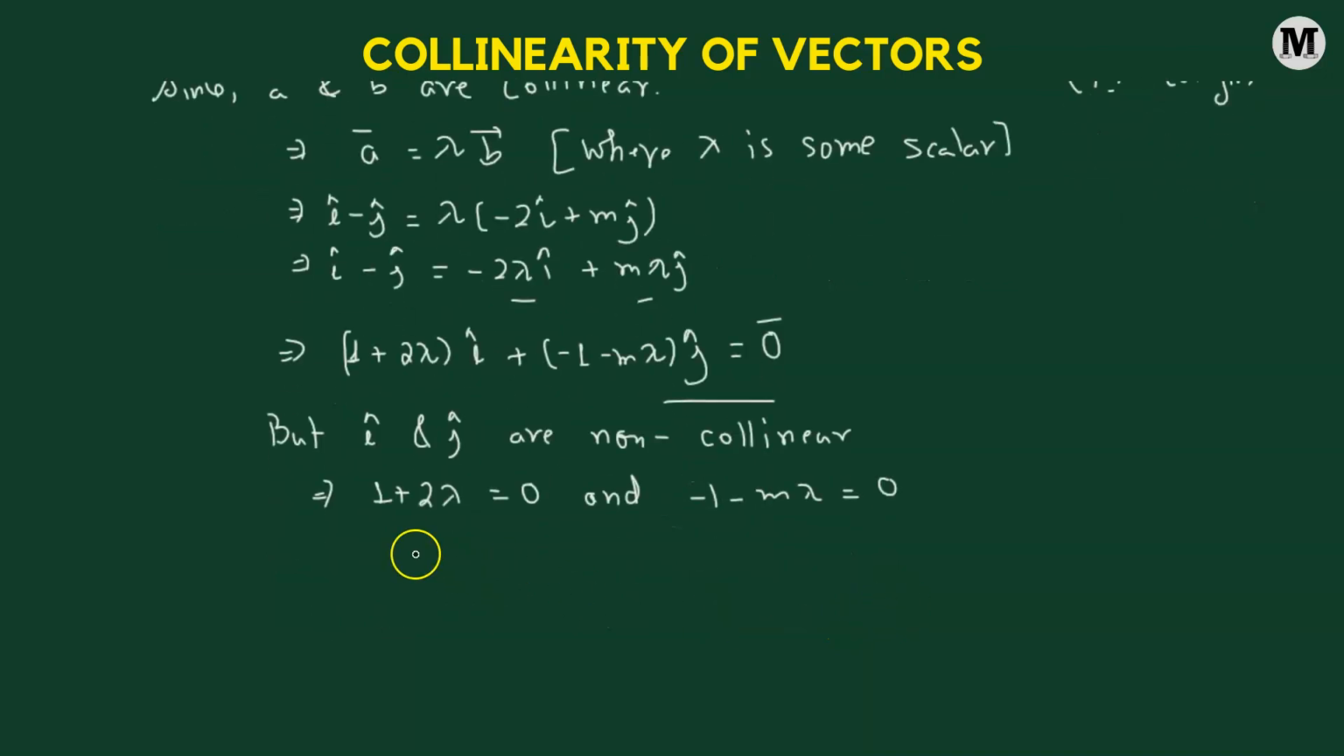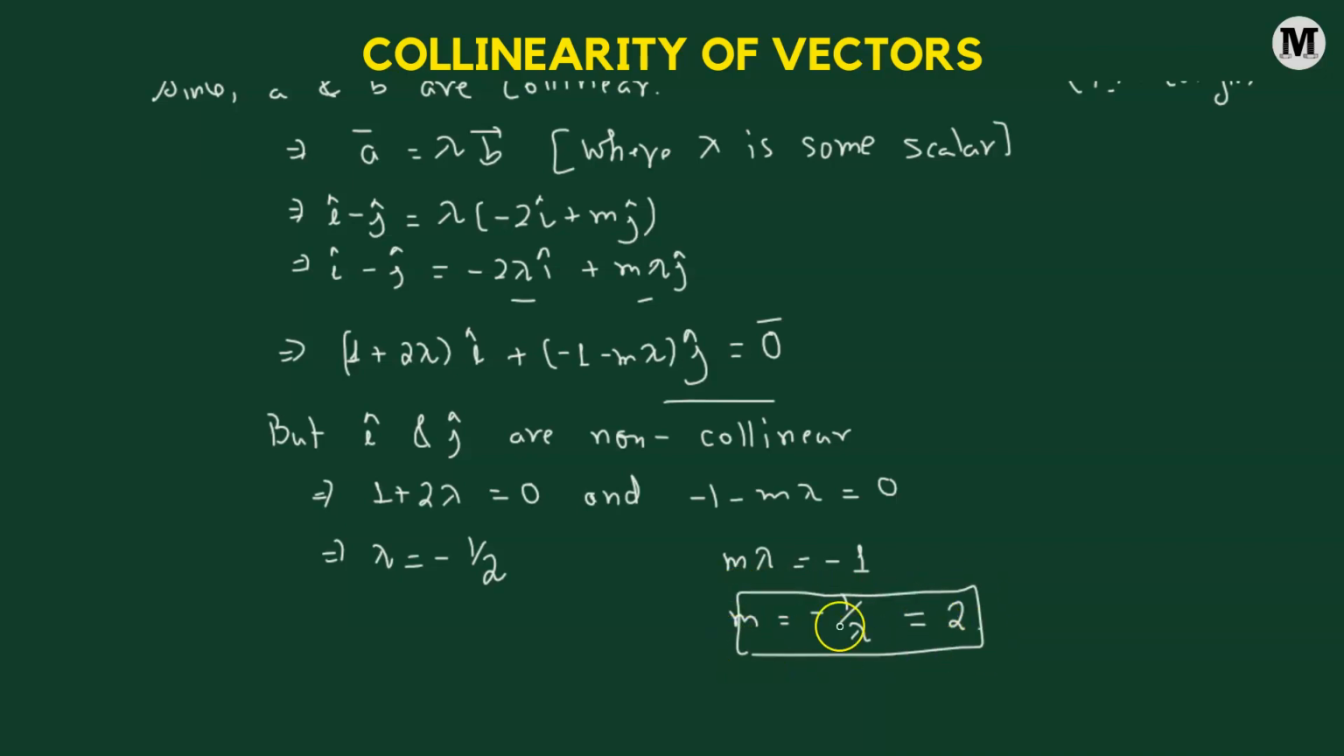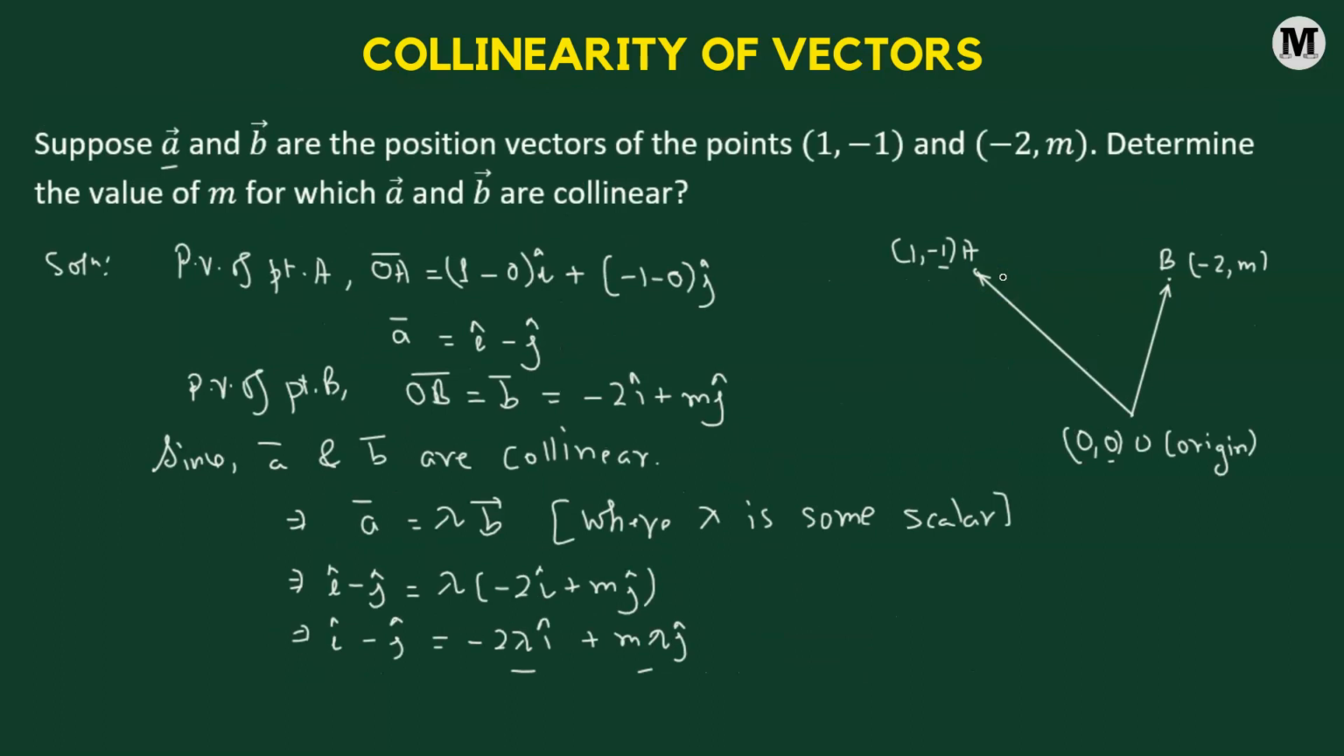Now, when we solve, lambda comes out to be equal to -1/2, and we will use this value to find the value of m. So here we have m lambda equal to -1. So m comes out to be equal to -1 over lambda. Substituting lambda with -1/2 gives us +2. So that means the value of m comes out to be equal to 2, provided the points (1, -1) and (-2, m), which are defined by the position vectors A and B, are collinear.